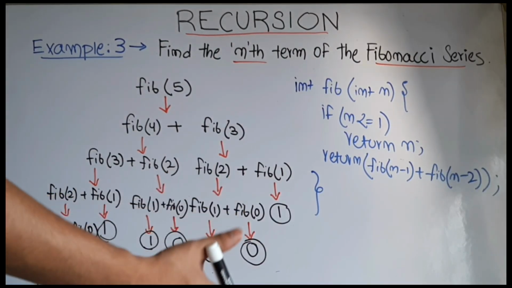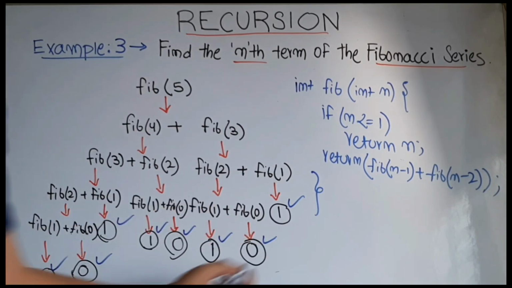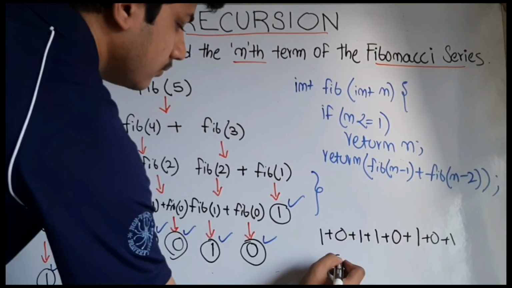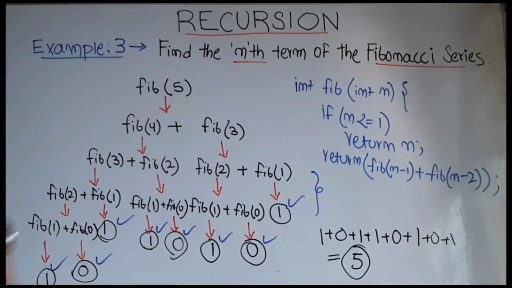So at last we need to add all the leaf nodes. Let's see what we get. Finally, we see that the fifth Fibonacci term is 5, which is the correct answer.